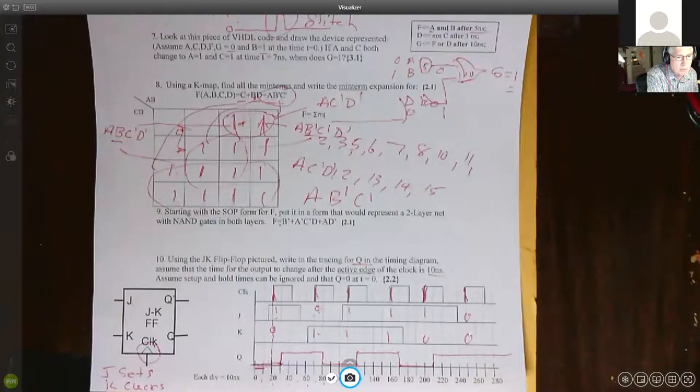Just one question, like in the last part of the line of Q, when it's 0, 0, shouldn't the graph go down to 0 after 10? No. When J and K are both 0, what does the flip-flop do? Does it change or does it hold? Oh, it holds. Okay. So it goes straight. Okay. Thank you. Sorry about that. Yeah, no problem.